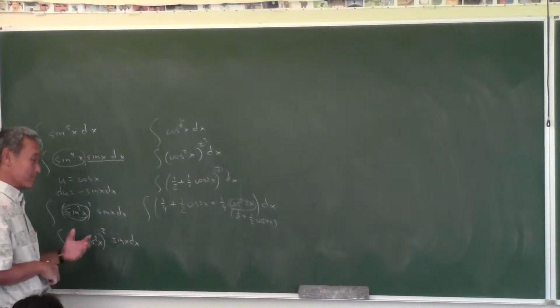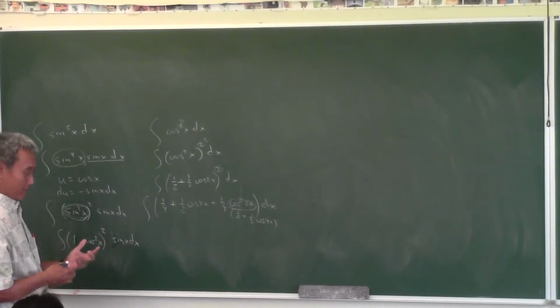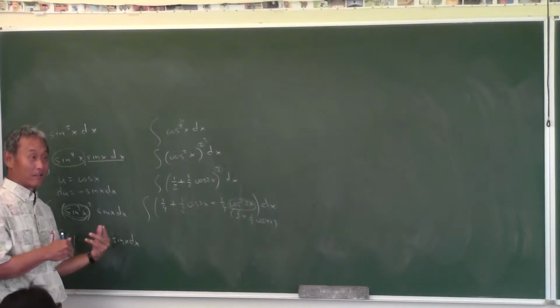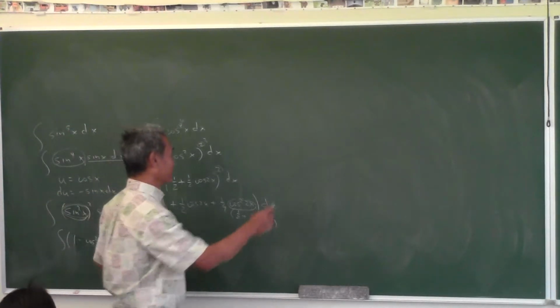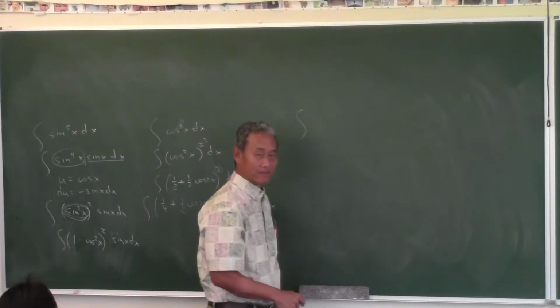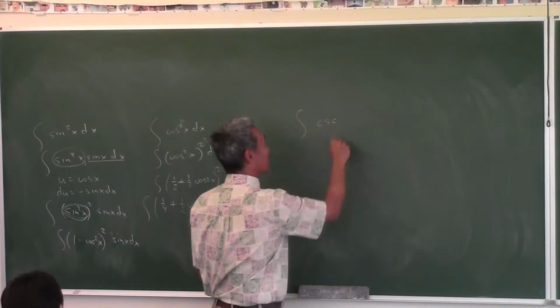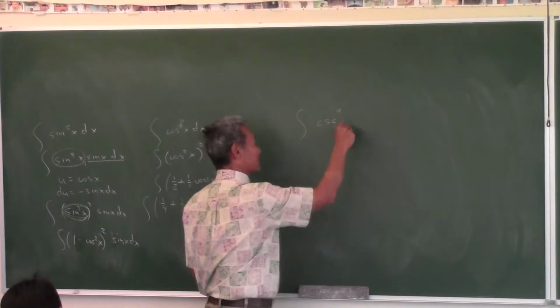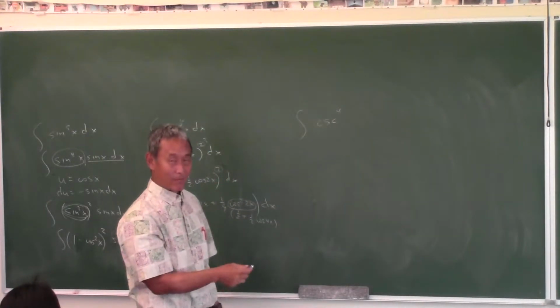Now what about the other ones? Well, if you have secant, tangent, cotangent, or cosecant, then the even ones are easy and the odd ones are hard. So let's do an even one. Let's do cosecant. Cosecant to the what? 4th or the 6th? Well, it doesn't matter because the technique is the same whether it's 4, 6, or 8.